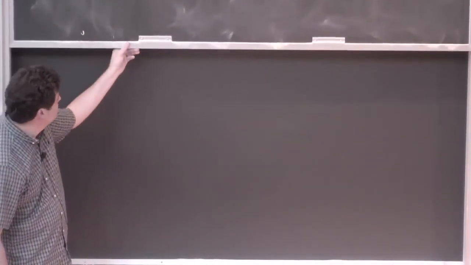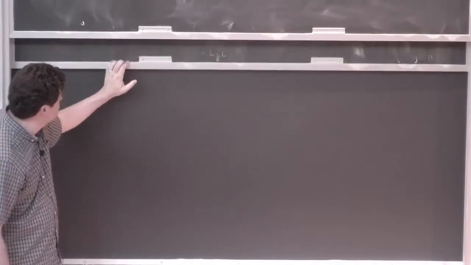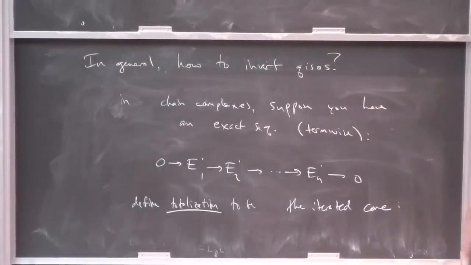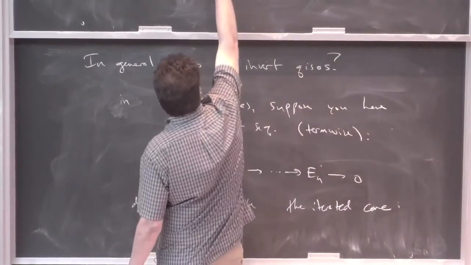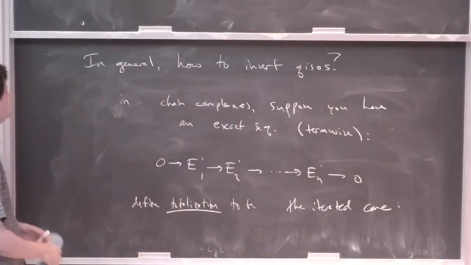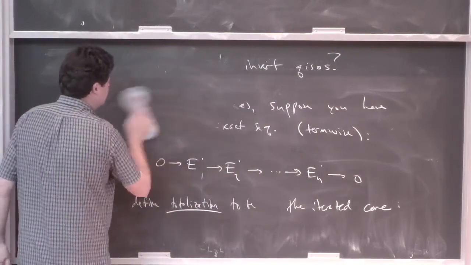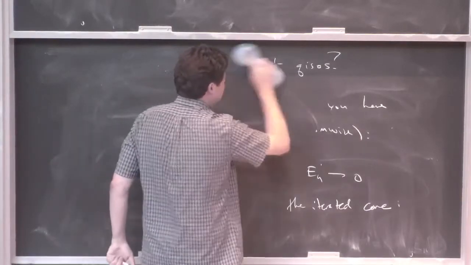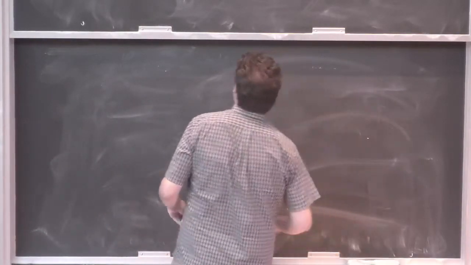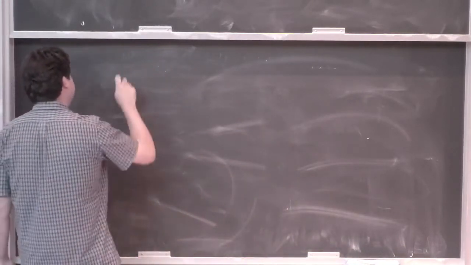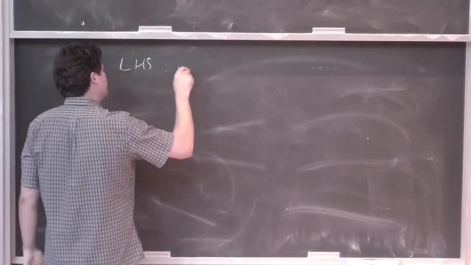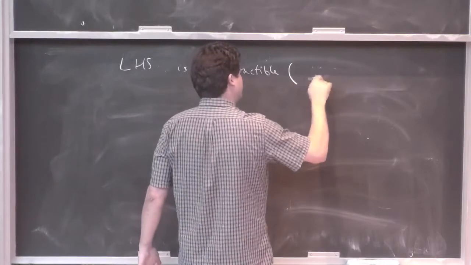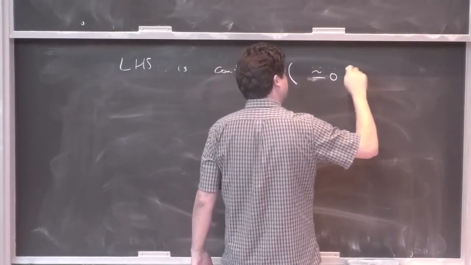And so, no, I'm saying something stupid. If I take the cone of this map mapping to the cone of that map, that's something that gets killed. Okay, well, exercise: understand this statement. But now I claim that the left-hand side there is contractible, i.e., it's isomorphic to zero in the homotopy category.